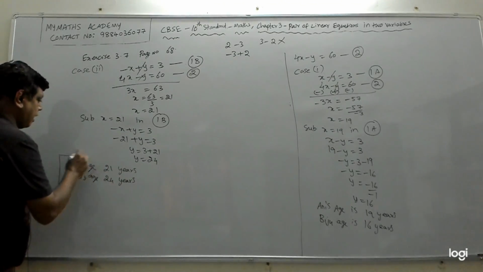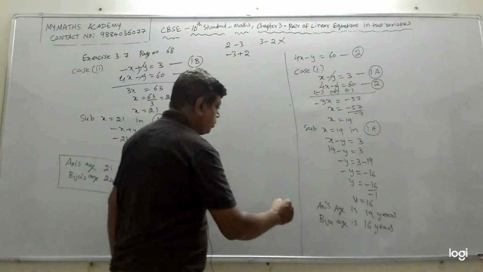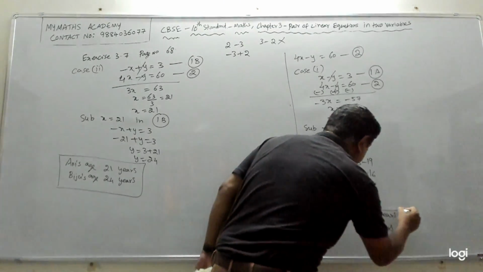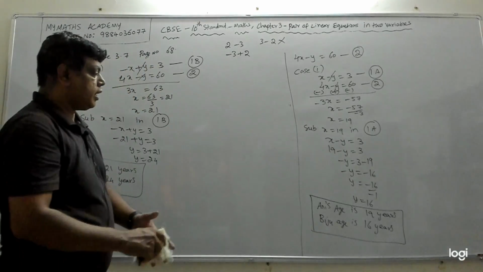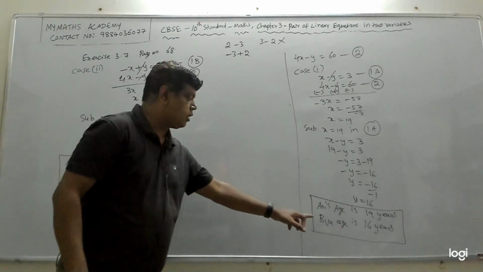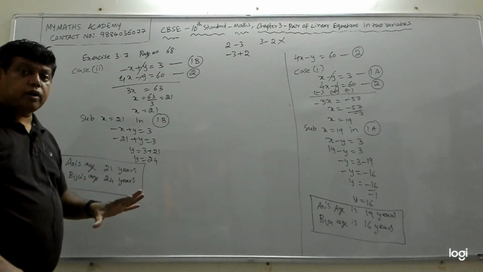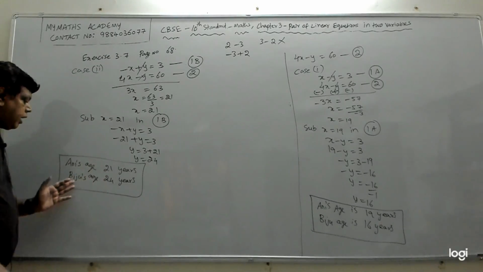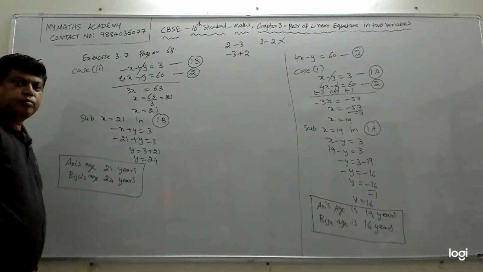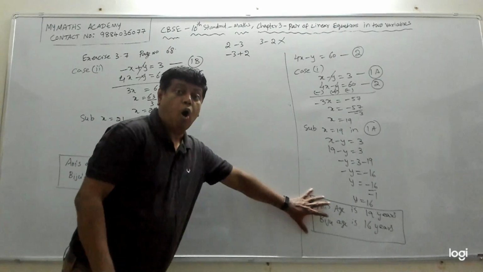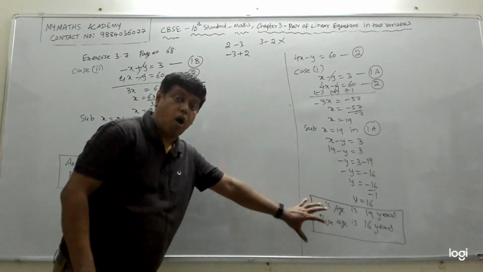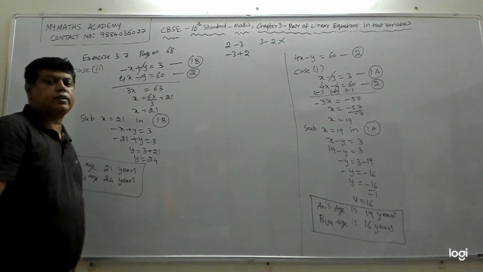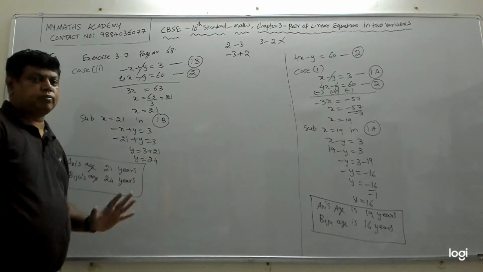So either you will have this as the answer or you will have this as the answer. So you have to write both answers. In the end, you should say Ani's age is 19 and Biju's age is 16, or Ani is 21 and Biju is 24. You should take this or this. That will be the final answer. So you will have two sets of answers.